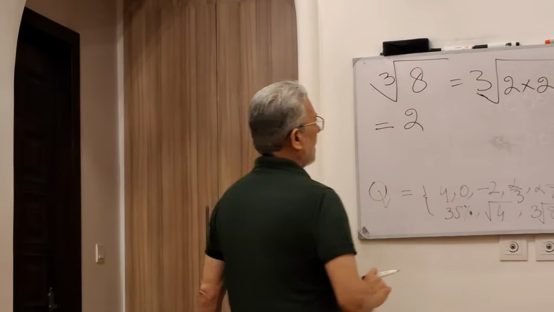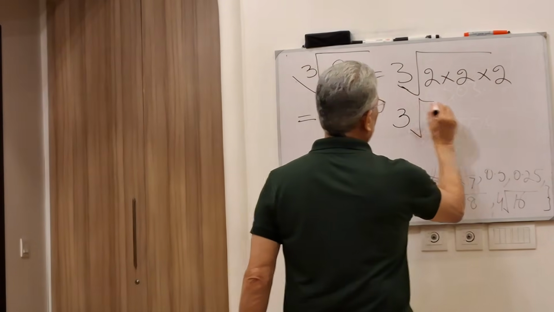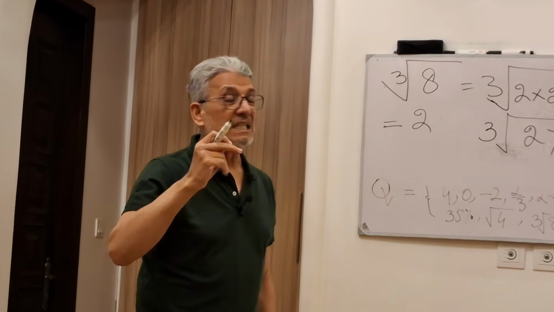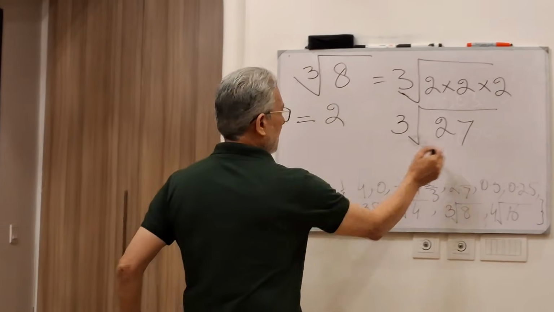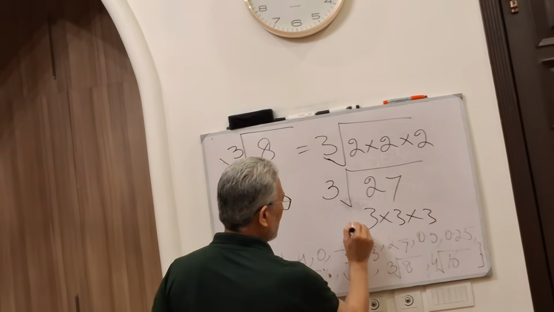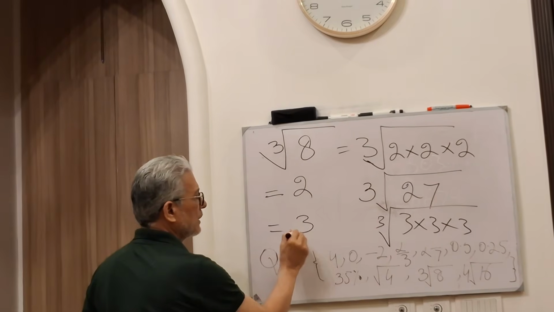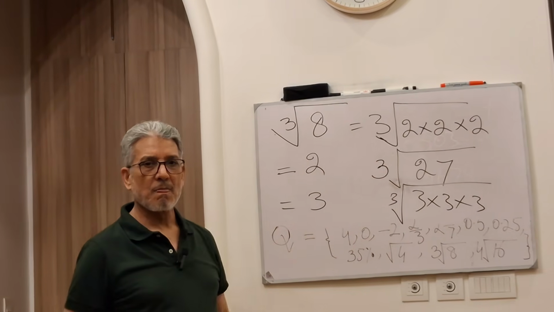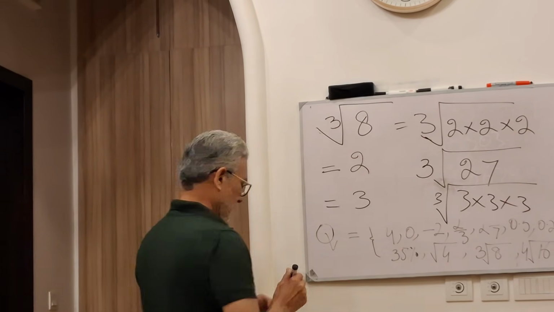And what is the cube root of 27? Cube root of 27. Which number is multiplied by itself 3 times to give you 27? 3. 3 multiplied by 3 multiplied by 3. 3 threes are 9, 9 threes are 27. So, what is the answer of cube root of 27? The answer is 3. And 3 is an integer. So, this is a rational number. So, cube root of 27 is a rational number. And cube root of 8 is a rational number. But what about cube root of 4?